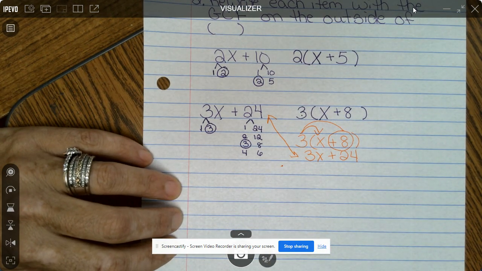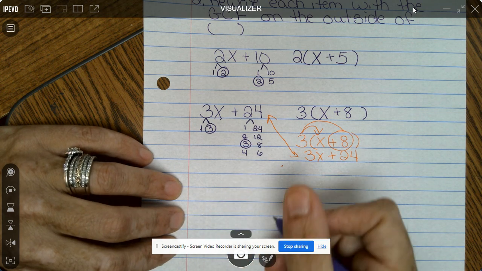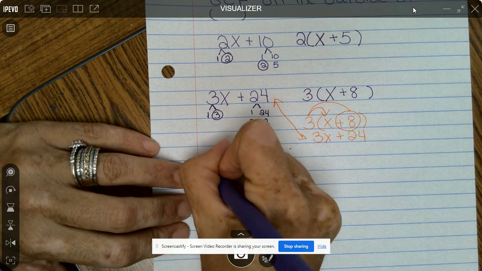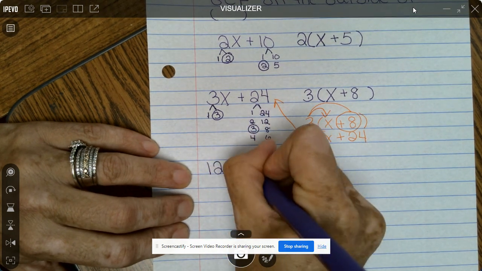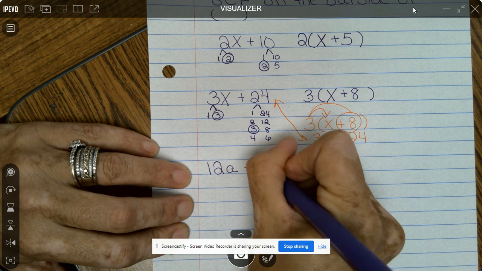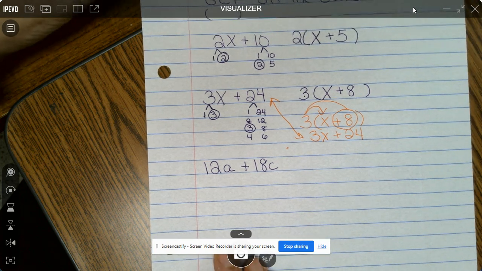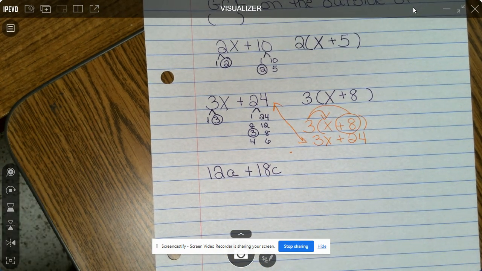All right, let me give you another one, and you guys do it while I pass out today's assignment. So I have 12a plus 18c. Now don't get confused just because there's a variable there. It doesn't matter if there's a variable. You're still going to go through and find the greatest common factor.